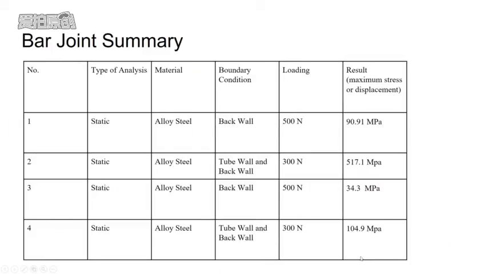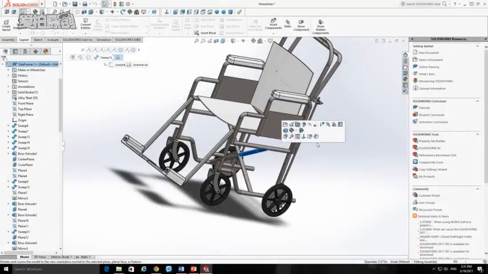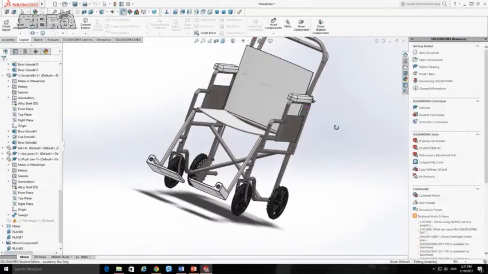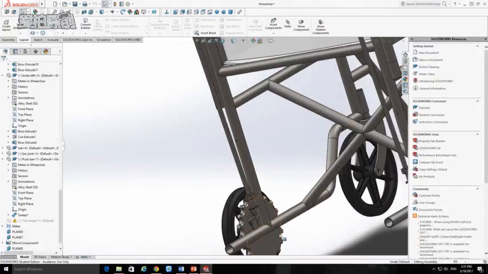And here's the summary. So from the right, you can see the stress changes based on the loading changes. And finally, I'll show you the general views of these wheelchairs, and our goal is to focus on the braking systems, because braking systems are very important for our project.